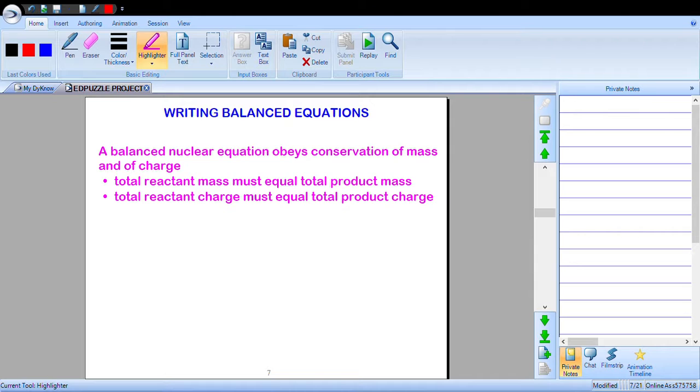Target 2. Writing balanced equations. A balanced nuclear equation obeys the laws of conservation of mass and of charge, which means that the total reactant mass must equal the total product mass, and the total reactant charge must equal the total product charge.